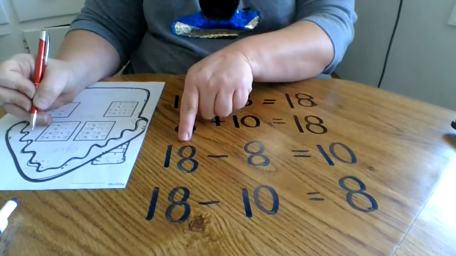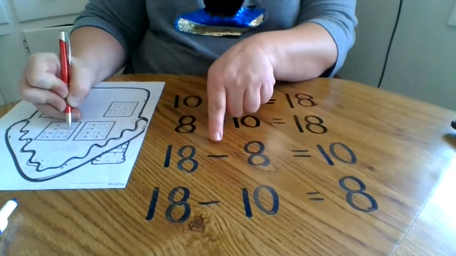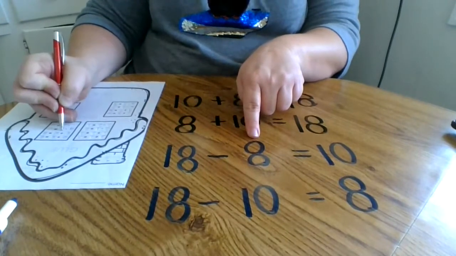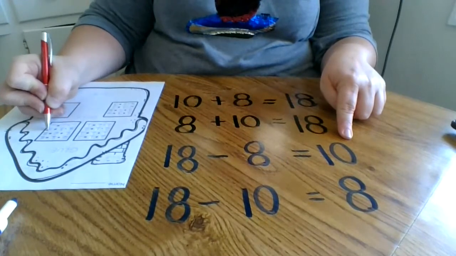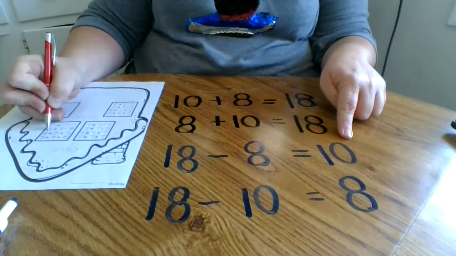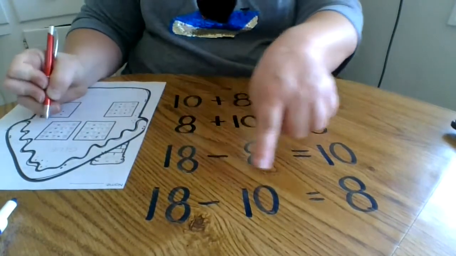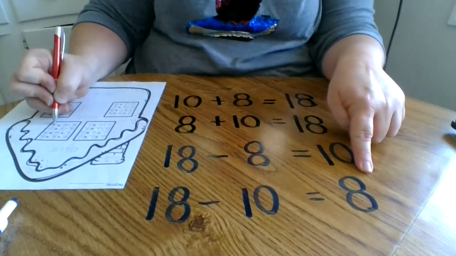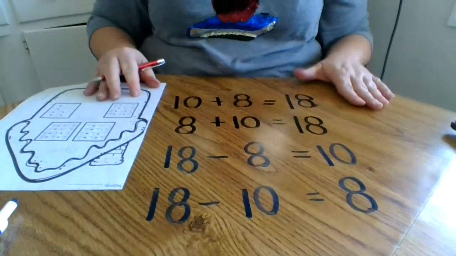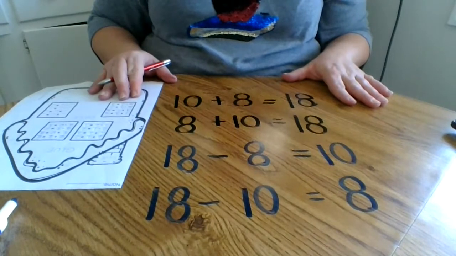Then you have to write the next one. You have to do 18 minus 8 equals 10. And you have your next one. 18 minus 10 equals 8. Excellent job. I'm going to put my hands right here in case you need to pause the video to copy all of those fact families.